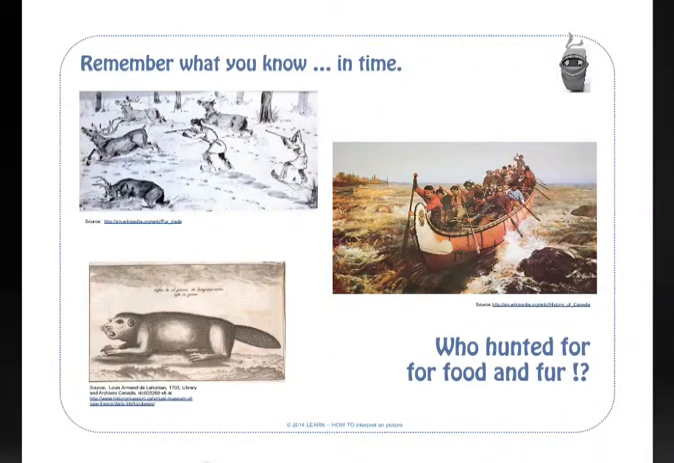Who hunted for food and furs? Well, I can see Europeans in these pictures. I can see guns in these pictures. I know something about the time period of the voyageurs. These pictures only make sense because I know about when the voyageurs were hunting and trapping in the Americas.